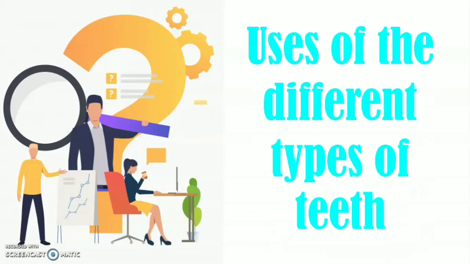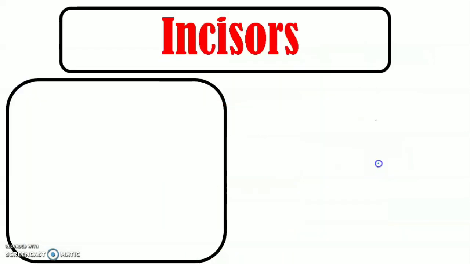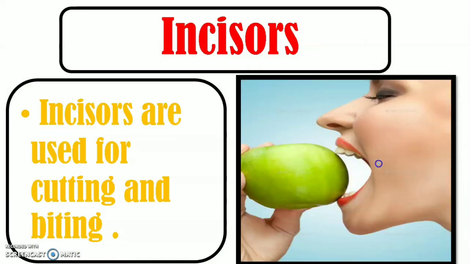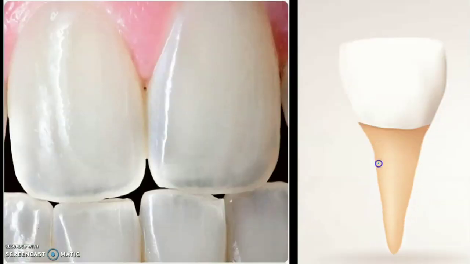But why do we want such a huge variety of teeth in our mouth? Why don't we just have incisors or just canines in our mouth? That's because each type of teeth that we have in our mouth has its own uses. So the incisors are used for cutting and biting the food. So when you bite an apple, you bite it with the front teeth, right?